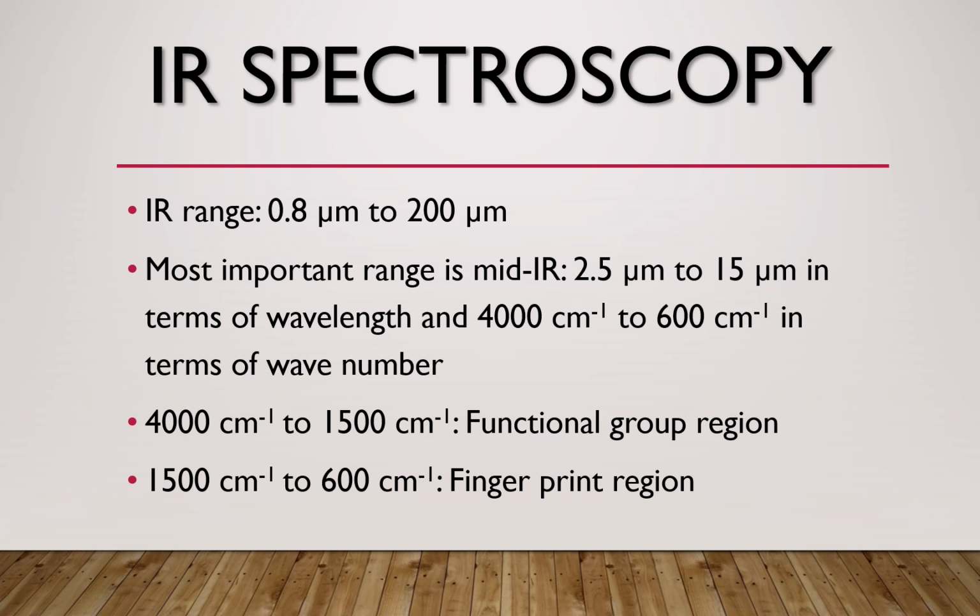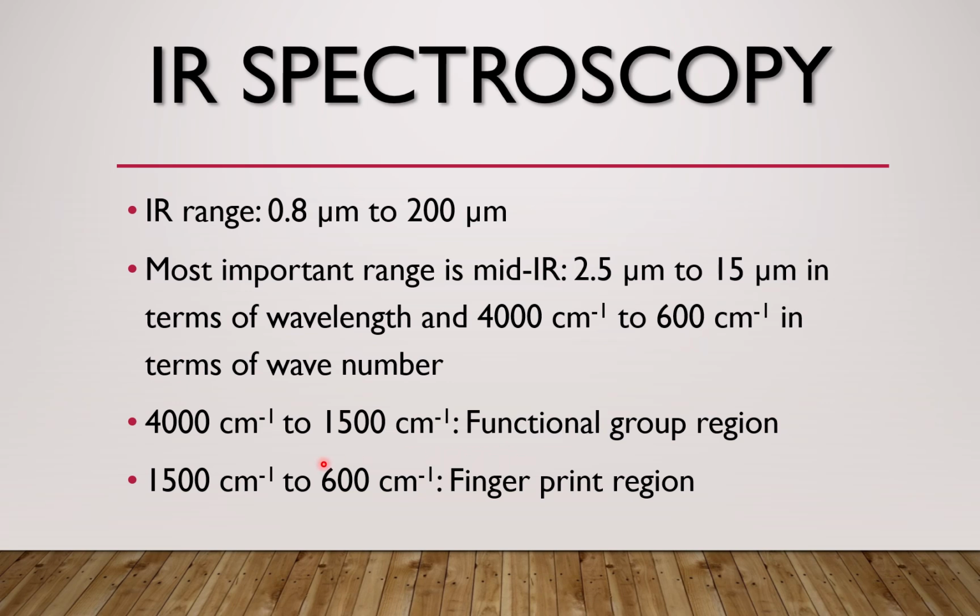What is the IR range? Generally the IR range is from 0.8 micrometer to 200 micrometer. So it involves far IR, mid IR and near IR radiation. The most important range is mid IR, which is from 2.5 micrometer to 15 micrometer. This is in terms of wavelength. In terms of wave number, it is 4000 centimeter inverse to 600 centimeter inverse. Generally when we solve IR spectra, we get this in terms of wave number only, from 4000 to 600 centimeter inverse.